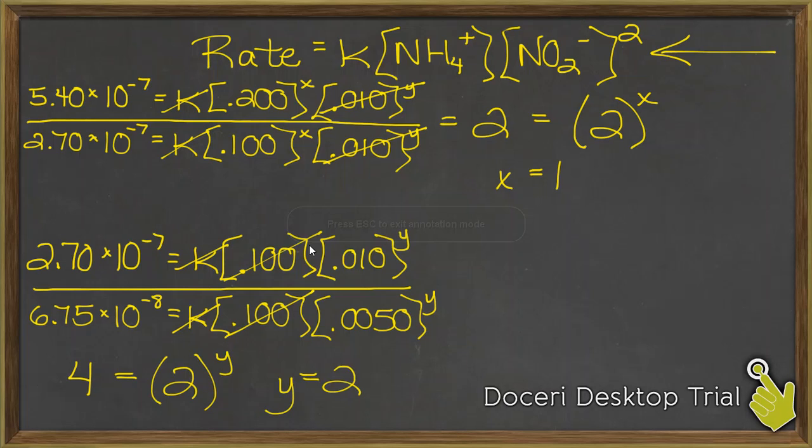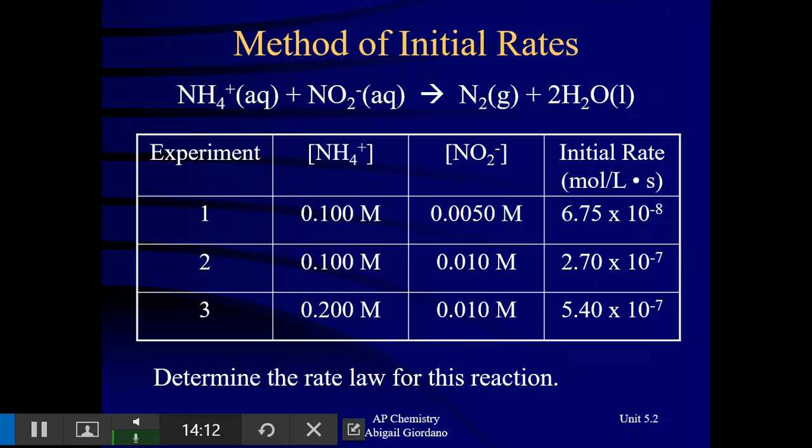So I had to go through this process of dividing the 2 lines in order to find each exponent. So that is the thought process on how you find the exponents, or what it's called, the rate orders. So according to our final answer here, ammonium is a first order reactant and nitrite is a second order reactant. So that's what's called the initial rate method.